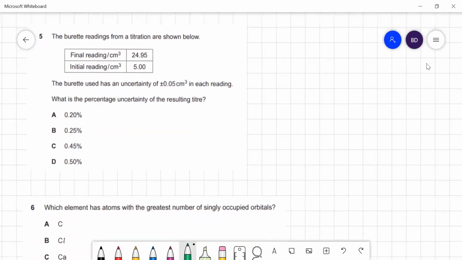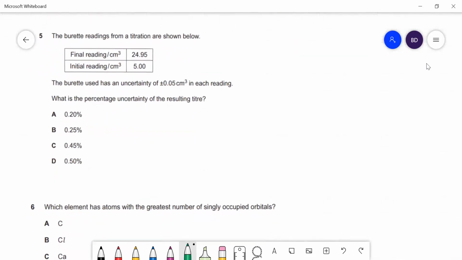Okay, burette readings from a titration are shown below. The burette has an uncertainty in each reading. Now you take 2 readings, the initial reading and the final reading. So the total error is going to be plus or minus 0.1 centimeter cubed. Now what's the titer here?